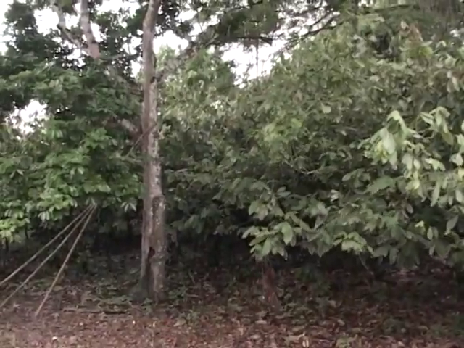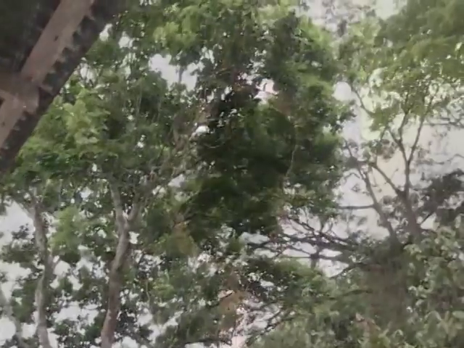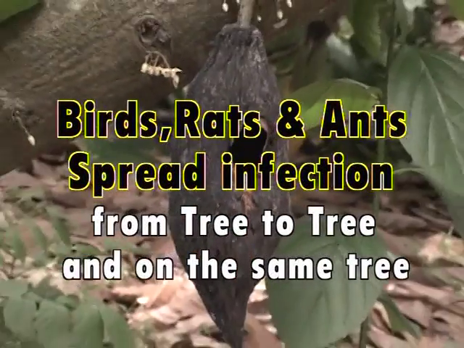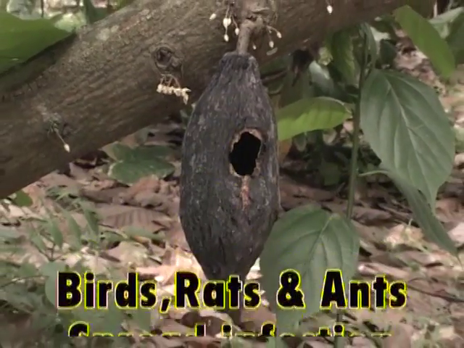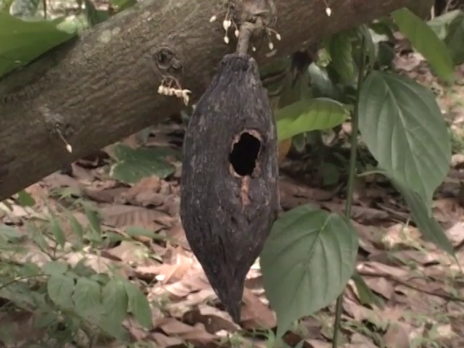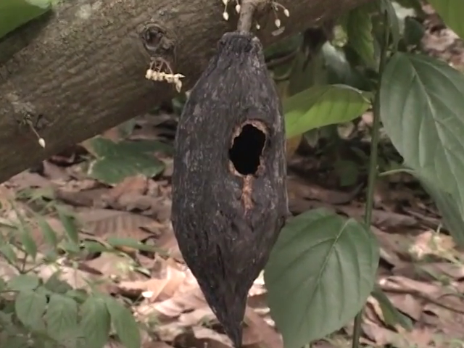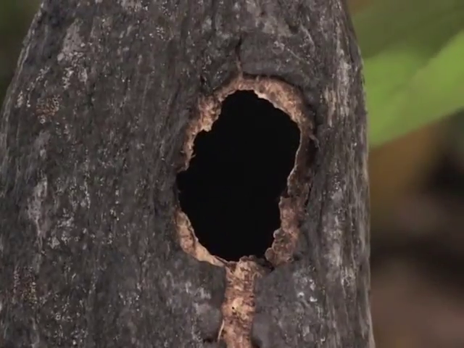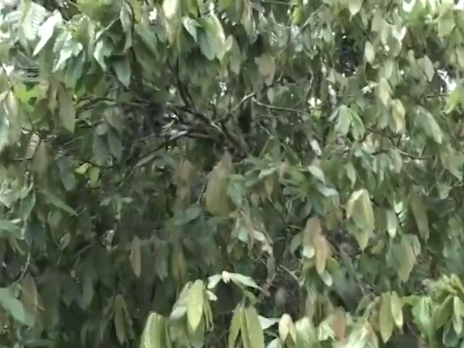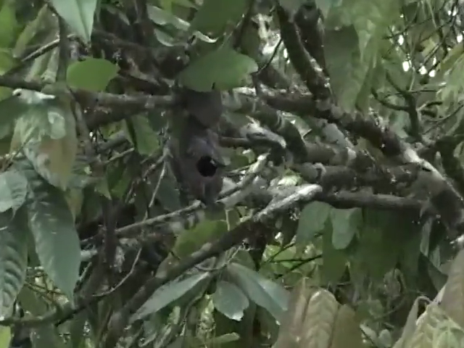Attacks may be reduced by thinning shade trees. Birds, rats, and ants spread infection from tree to tree and on the same tree. When pods with disease are not cut off soon, the disease spreads to the bearing bumps and grows inside them, where it remains as a canker, spreading spores onto other pods. Rain splashes carry the disease upward to other pods.